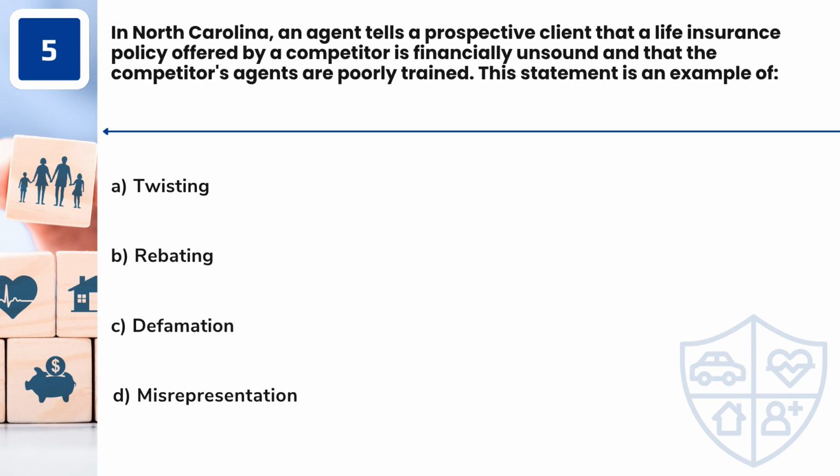Question 5. In North Carolina, an agent tells a prospective client that a life insurance policy offered by a competitor is financially unsound and that the competitor's agents are poorly trained. This statement is an example of A. Twisting, B. Rebating, C. Defamation, D. Misrepresentation.